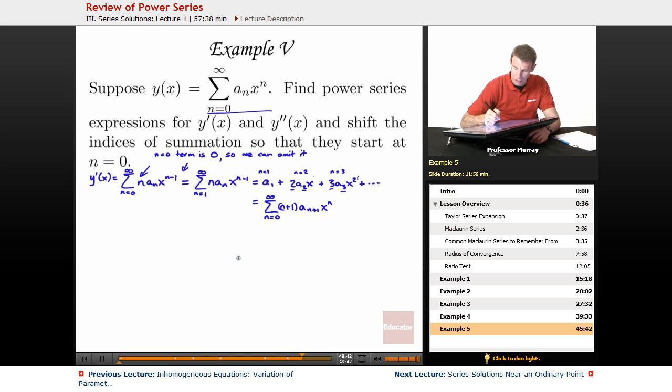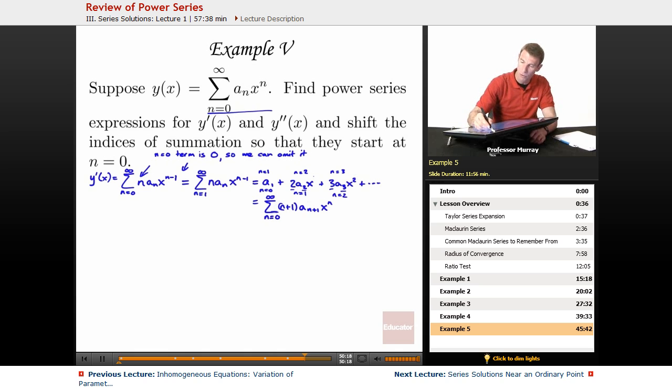Because if you think about that, if I plug in n equals 0 here, I'll get 1 times a1 times x to the 0, which would give me just exactly the a1 term here. The n equals 1 term would give me 2a2x. The n equals 2 term would give me 3a3x squared. And so I'm going to end up getting the exact same series that I wrote above. I'm just using a different index of notation to keep track of that.